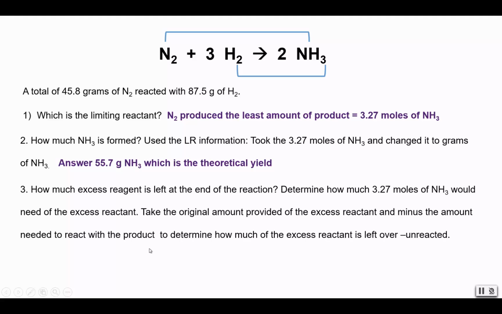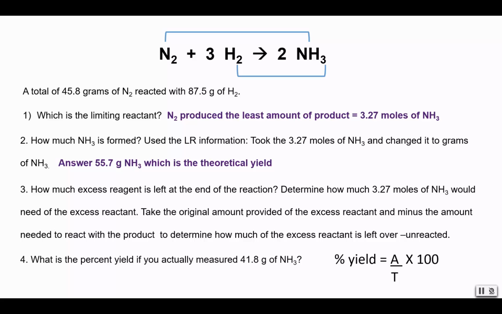How much excess reagent is left over required us to work backwards. It required us to take the maximum amount we can make of this compound and determine how much we really needed of the excess reactant. Anything we didn't need of the excess reactant was subtracted from what we started with, and that's how much unreacted reagent we had. And the last one, what is the percent yield if you actually measured this amount? And we used this formula.